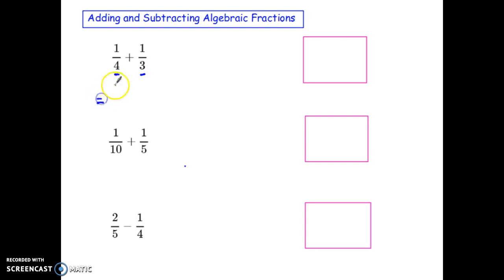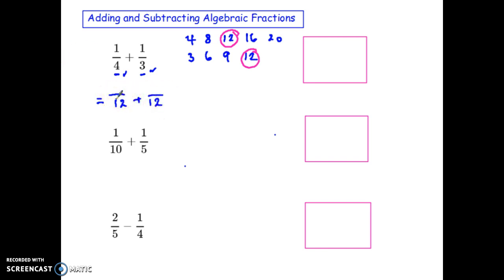So I need a number that 4 and 3 both go into. And if we can choose the lowest one of those, then we're going to make our life a little bit easier. So if you write out all the multiples of 4, we have 4, 8, 12, 16, 20. All the multiples of 3 are 3, 6, 9, 12. Our lowest one, we've just found a common denominator. The first one that we get to is 12. So our lowest common denominator is 12. Our lowest common multiple is 12.